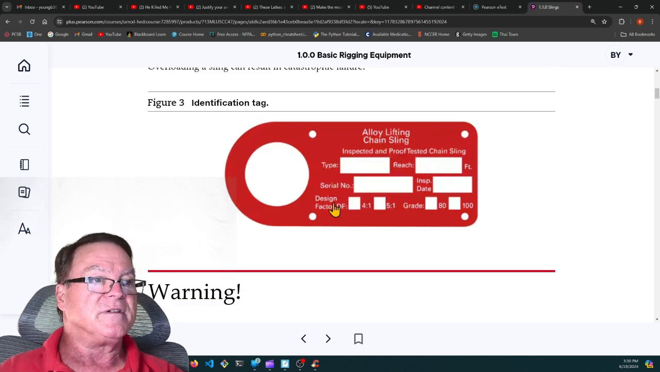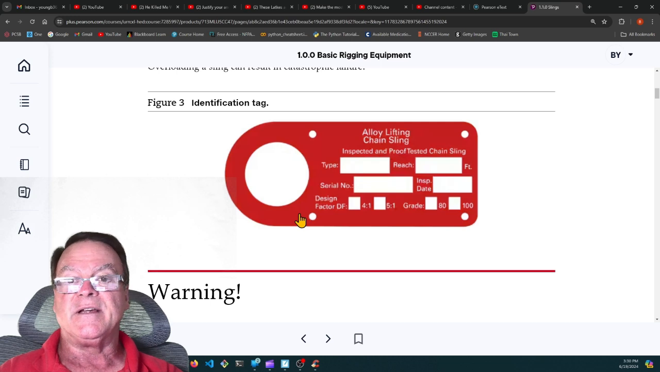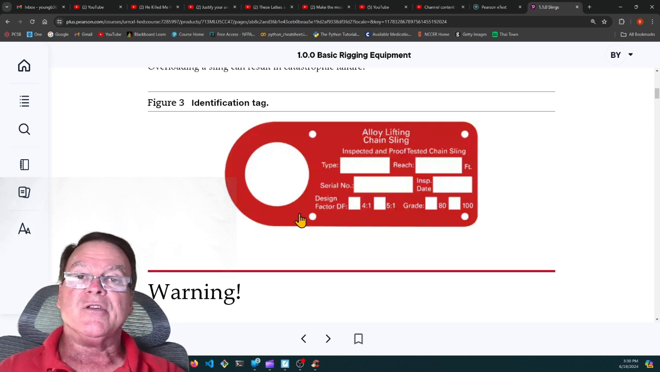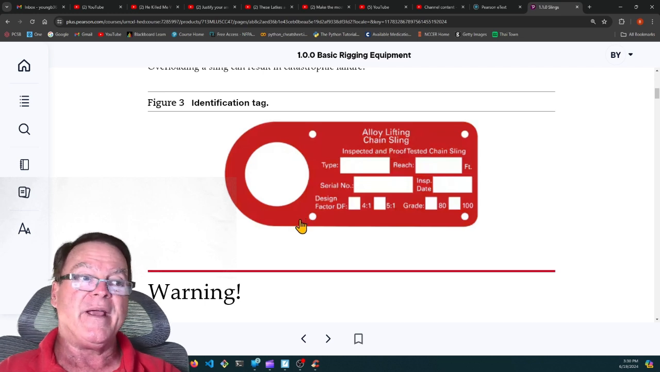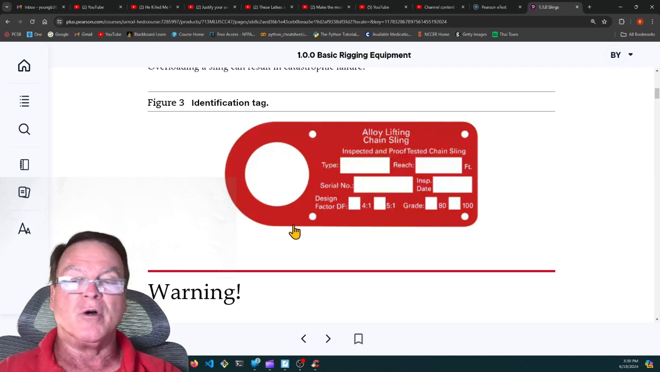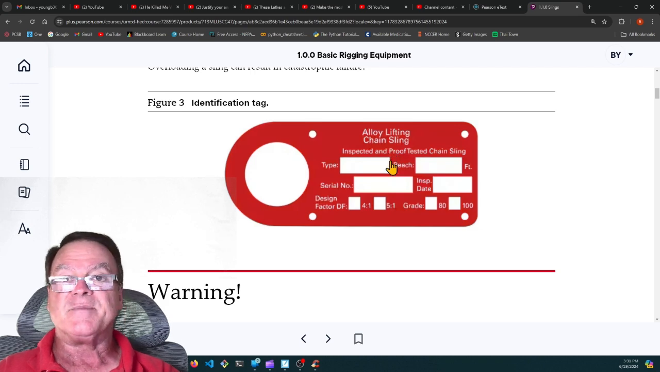Here's an example of a tag that you'd find on a sling. You cannot use a sling with a missing tag. The tags are not made out of paper. They're made out of either leather or metal or some durable plastic alloy. You cannot use any slings that do not have a tag on them. If the tag is missing, the sling has to be taken out of operation.